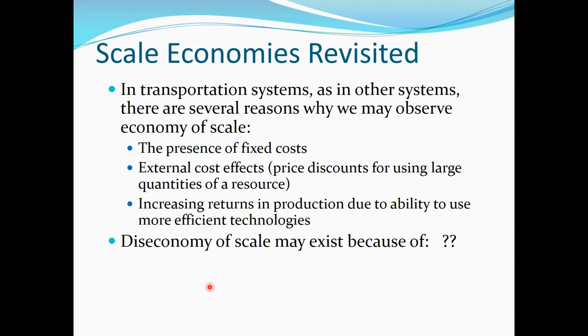However, there could be external cost effects. So sometimes, like Costco, if you buy more, you get some discount. So if you buy in bulk, you save some money. So there could be some external cost effects. And some increasing return in production due to the ability to use more efficient technology. So you could use bigger machinery that can produce more things at a lower cost if you're building enough things, right? So that's some of the reasons why economy of scale might exist.